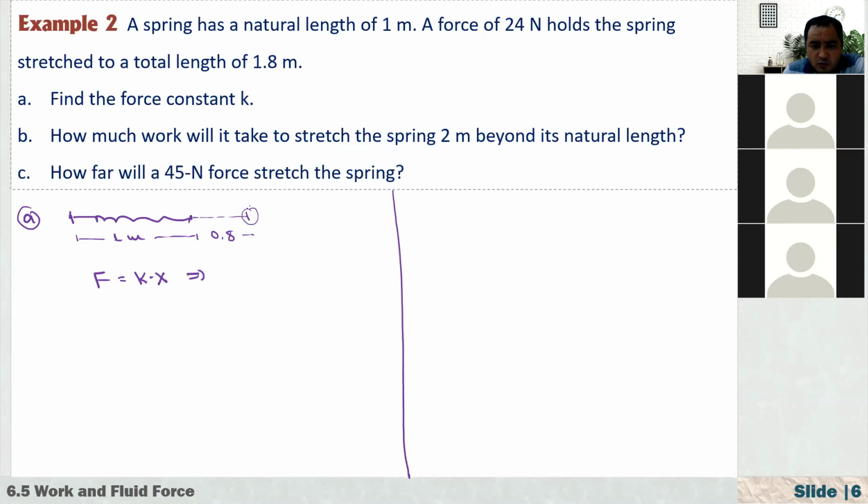right? And from here, what force is used to keep this at this length? K is equal to, our F is 24 newtons and X is 0.8 meters, which is equal to, dividing by 8, it is 3, and that's equal to 30. What is the unit of K? It is newton per meter, because this one is meter and this one is newton. So that is the spring constant.